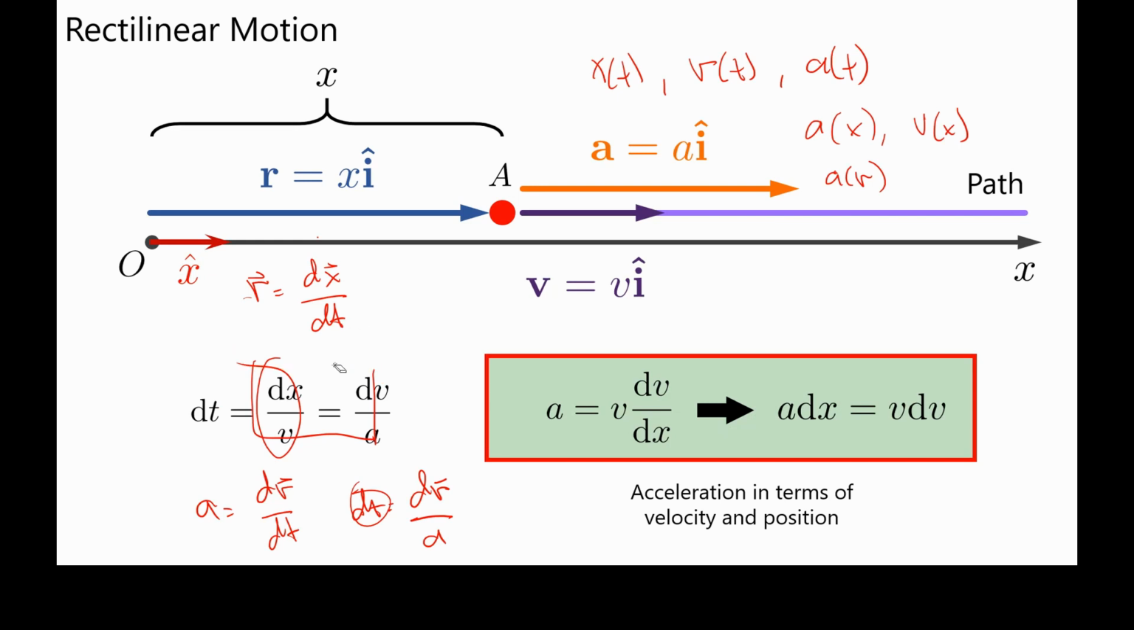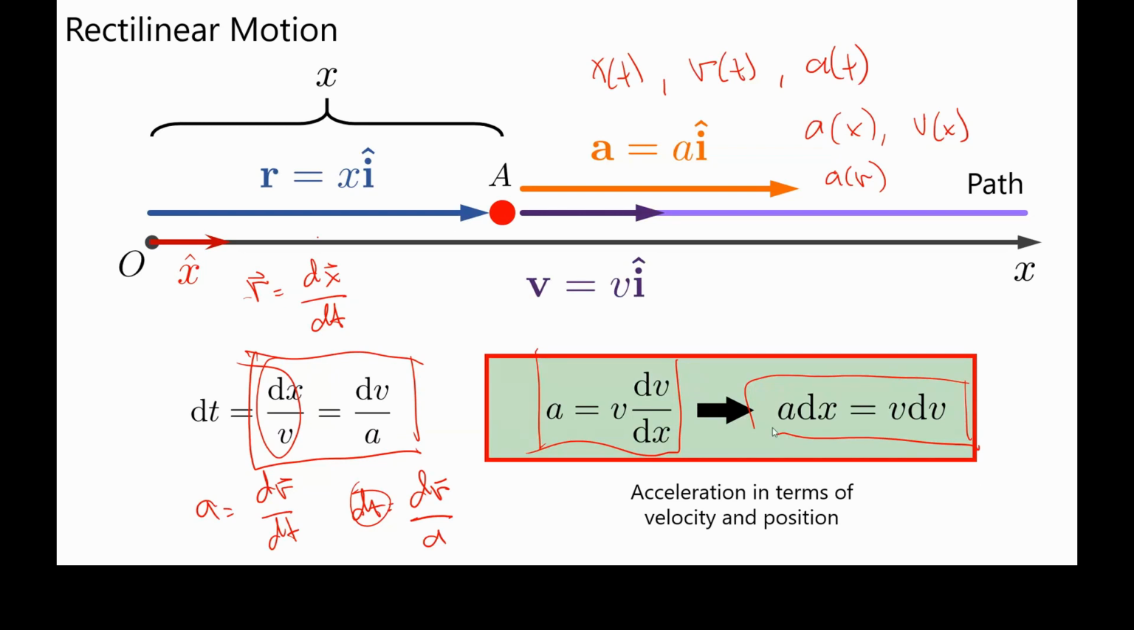We equate these two, and we form this valuable expression. And then what is this? A is equal to the product of v dv over dx. Okay? And this one shows you this expression: a dx is equal to v dv.